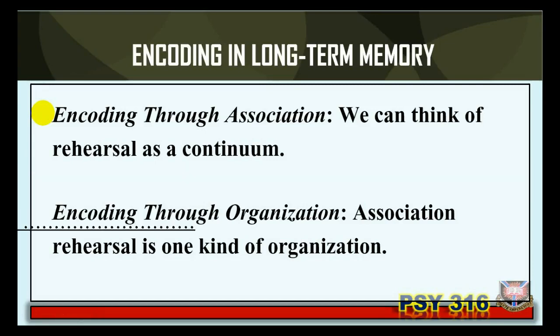2. Encoding through organization. Association rehearsal is one kind of organization. Think back to the shelves in the workshop. The better you organize material to stack those shelves, the easier it will be to find them. When material is presented in an organized way by categories of related items, for instance, it is easier to remember than when it is presented at random. Bousfield, 1953.